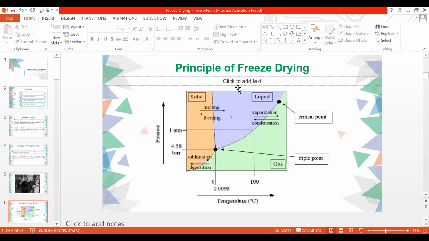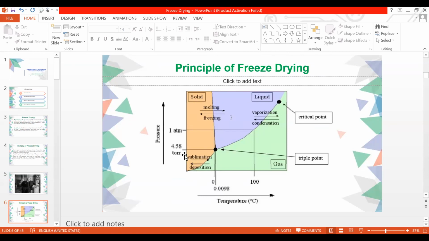To understand the principle of freeze drying, we should know the physical state of water. Water can exist in three phases: solid, liquid, and gas, as demonstrated by the phase diagram. The phase diagram of any substance describes the physical state of the substance as a function of temperature and pressure. So here in the phase diagram of water, the pressure is plotted versus temperature.